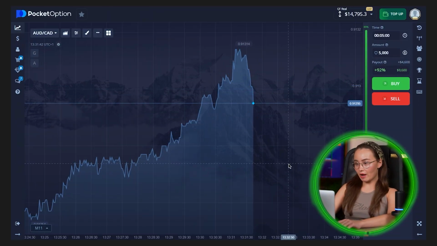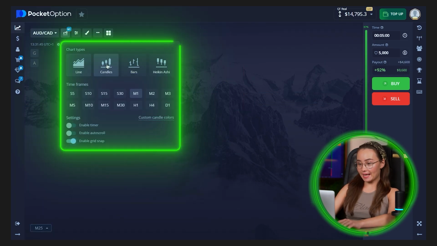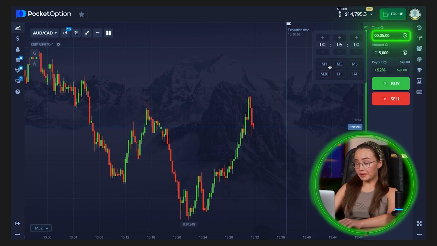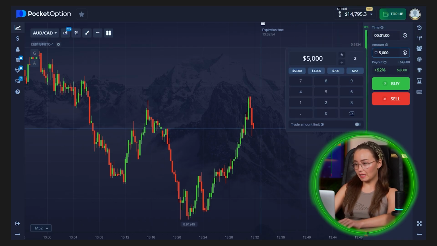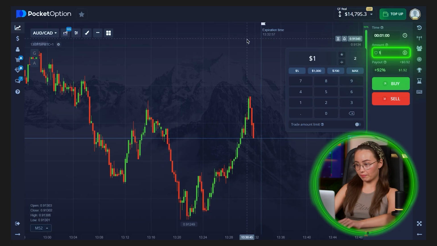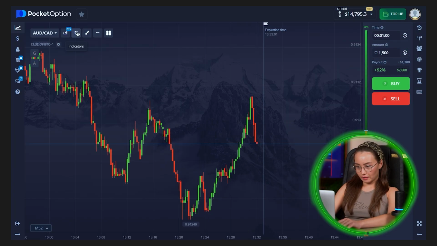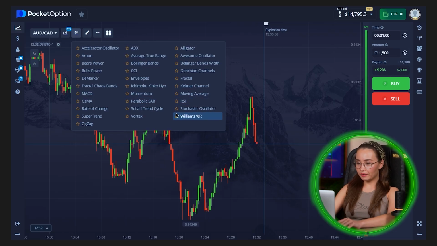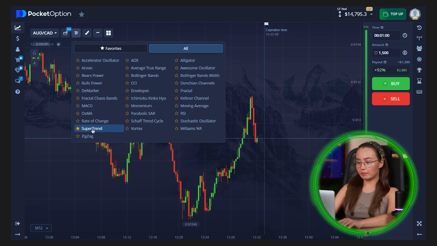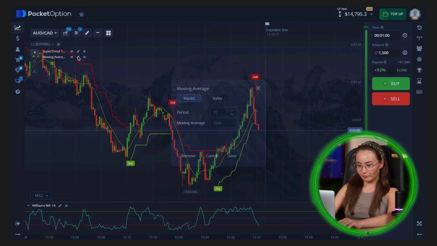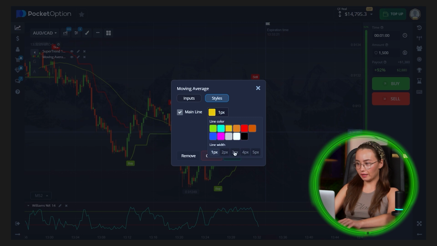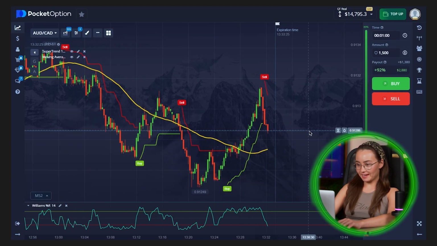Alright, let's switch to our favorite candles in the 15-second time frame, guys. The trade time will be 1 minute. I will enter trades with 10% of my deposit as always. Now let's add the indicators. First, SUPERTREND, then moving average, and finally Williams R. Change the MA period to 50, set the color to yellow and thickness to 3. Great, here's how the indicators look.